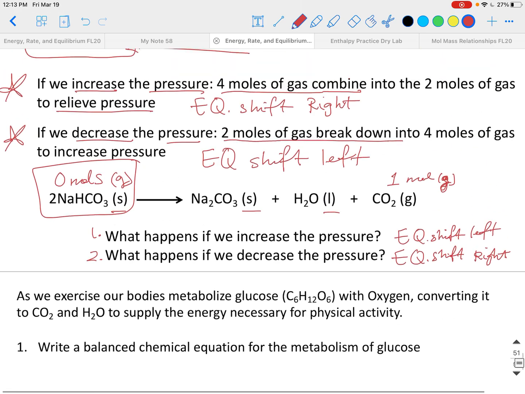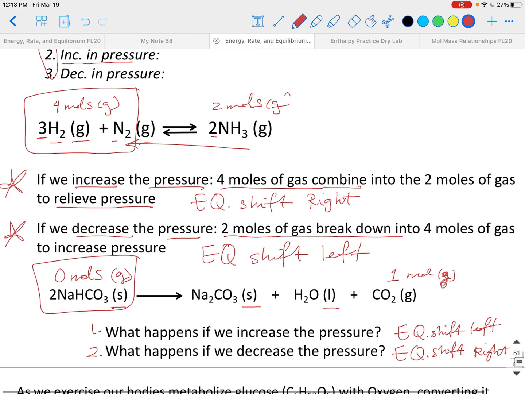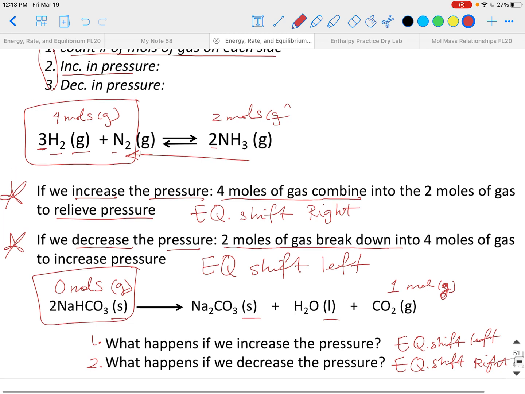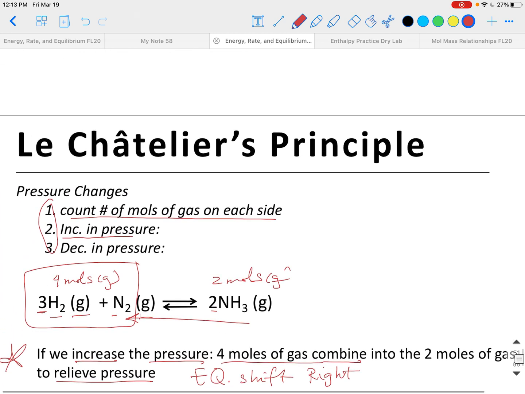This stuff down here is just review, so we'll save this closer to the exam 3 time. That's it for Le Chatelier's principle.